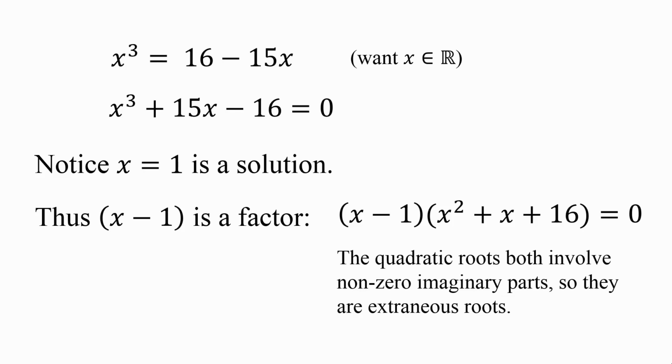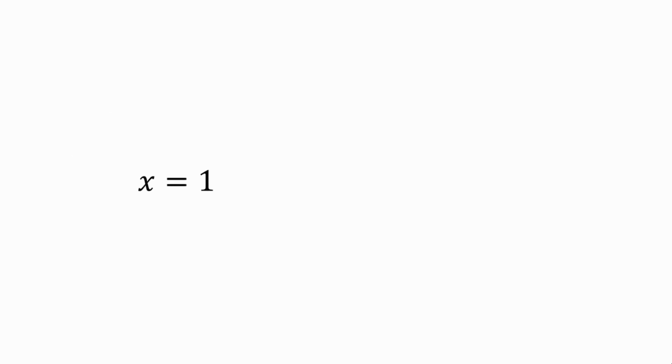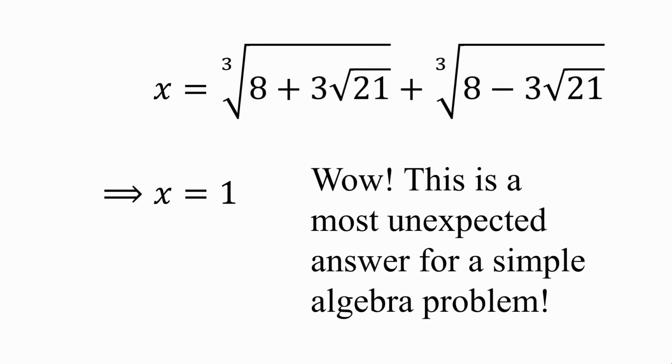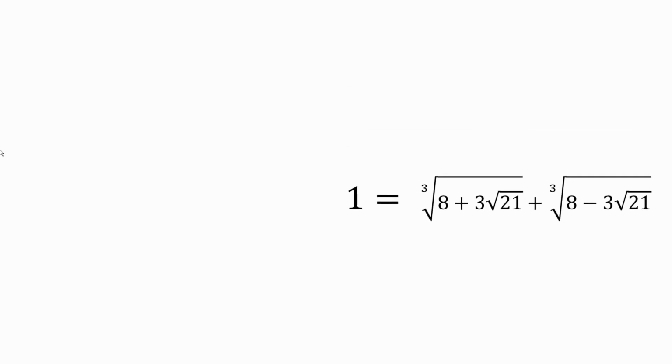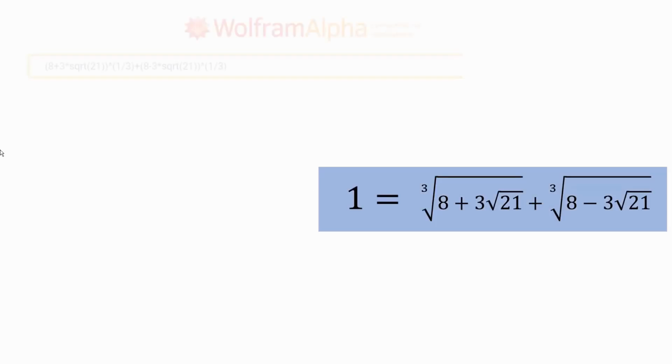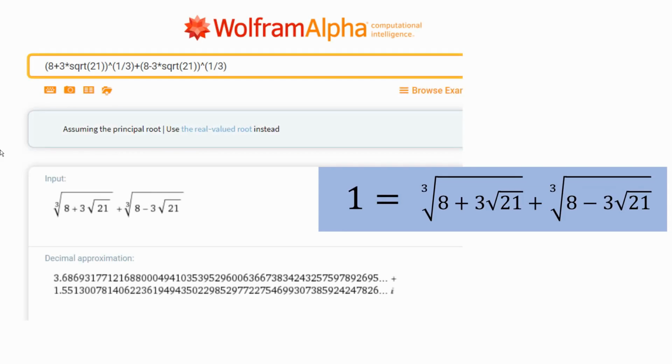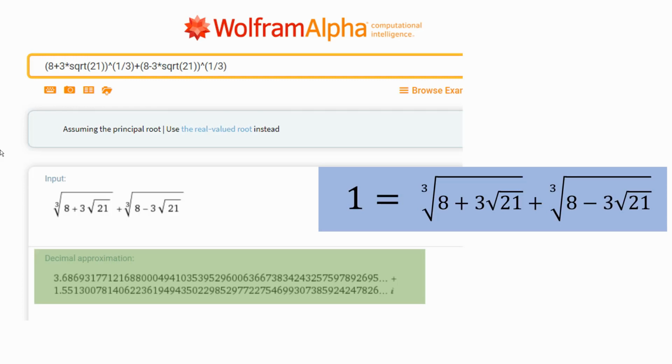Wow, this is a most unexpected answer for a simple algebra problem. Now you might double-check this exercise by typing it in Wolfram Alpha. Will it give the answer of 1? You might surprisingly find that it gives a complex answer with a non-zero imaginary part. What's going on? Well, Wolfram Alpha is using the principal root.